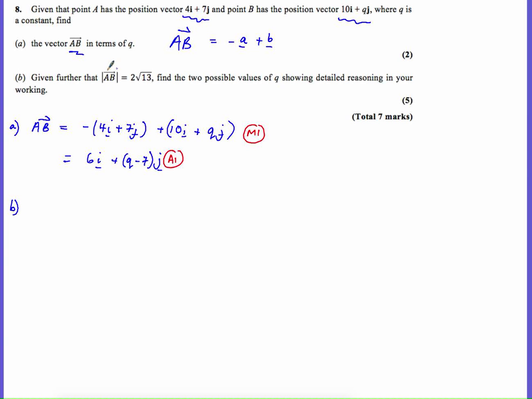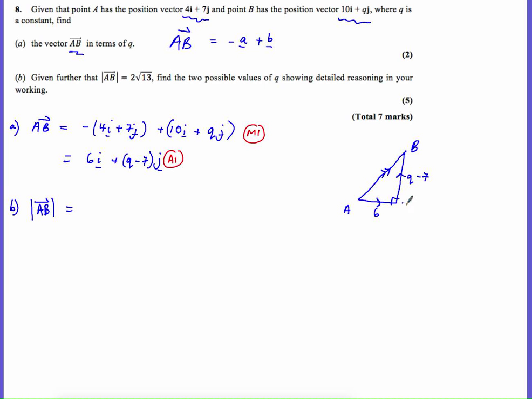This is the notation for finding the magnitude of a vector. Magnitude basically means how big, a bit like when you talk about displacement and distance, this is the size of it. So if you think about this vector, there is 6 units going across, and then whatever this is, I don't know if this will be up or down, it depends on the value of q. Q minus 7 is how many you're going up or down. The magnitude means we want to find that distance there, from A to B.